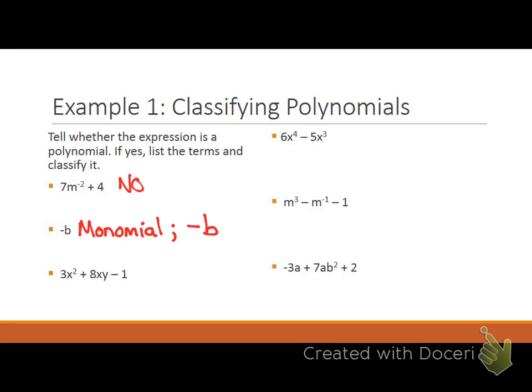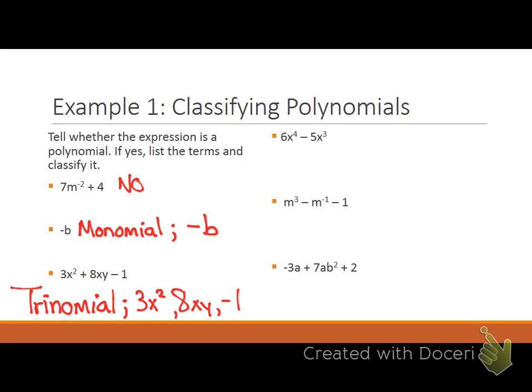Polynomial? What kind? Trinomial, because there's three terms. So I say trinomial, and then I individually list the term with the sign. 3x squared, 8xy, and negative 1. So if it's negative, I've got to make sure it's negative when I list the terms. So I want you to try the other three over in the right-hand column. If it is a polynomial, what kind? And then individually list the terms.